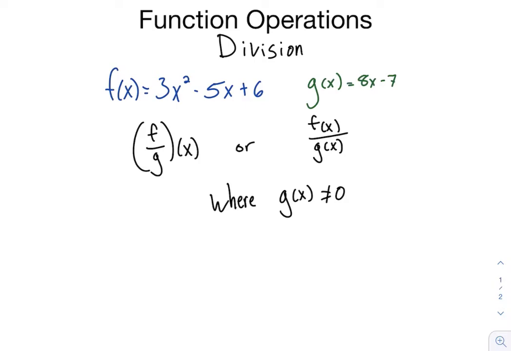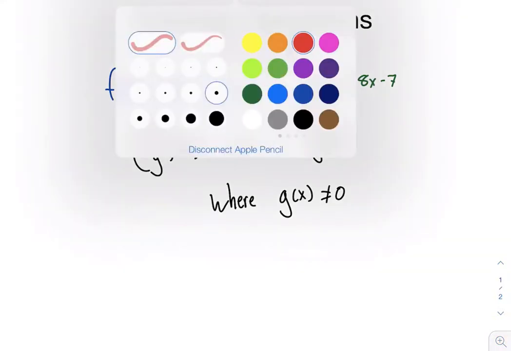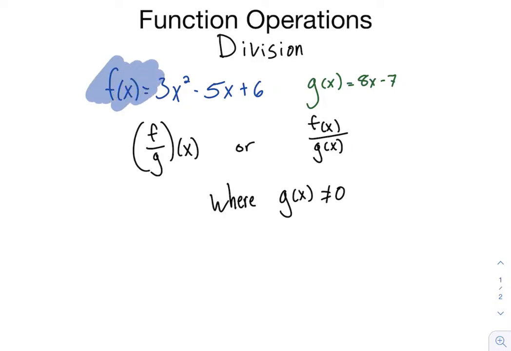Hello everyone, welcome back for video 5 of function operations. In this video, we are going to look at division. Now, I'm sure we all remember who we got here. Function f, 3x squared minus 5x plus 6, and function g, 8x minus 7.